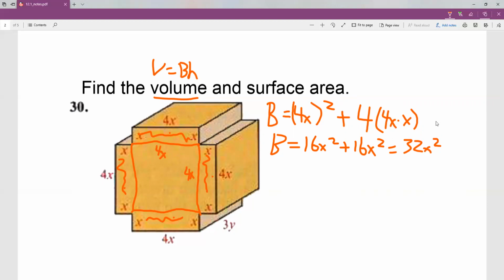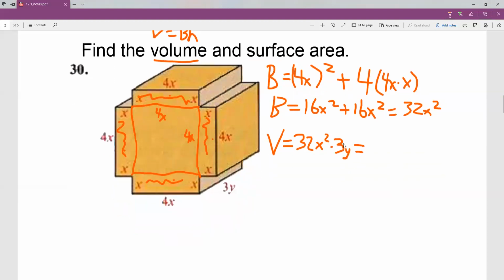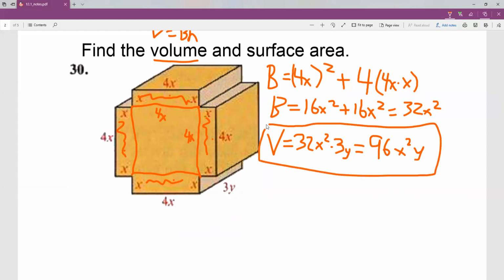Nice. Now we just have to take this and multiply it by the height, which in this case is 3y. So the volume is equal to 32x squared times 3y, which is 96x squared y. And that is your volume.